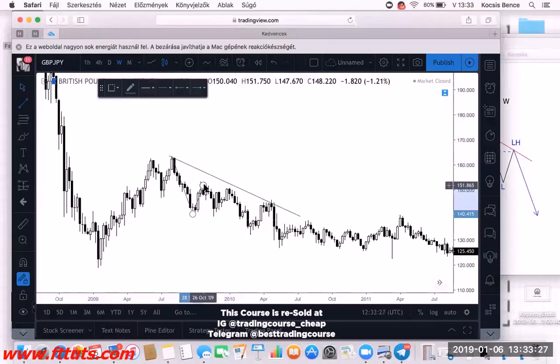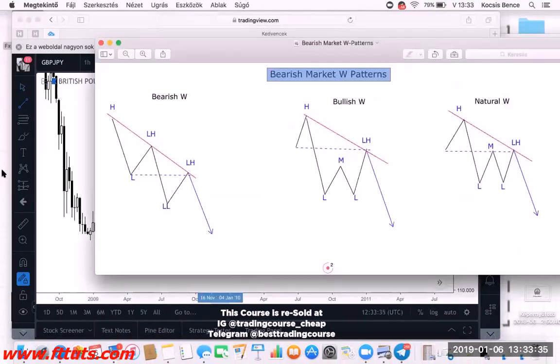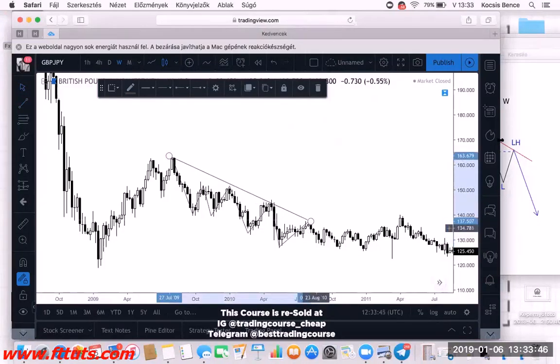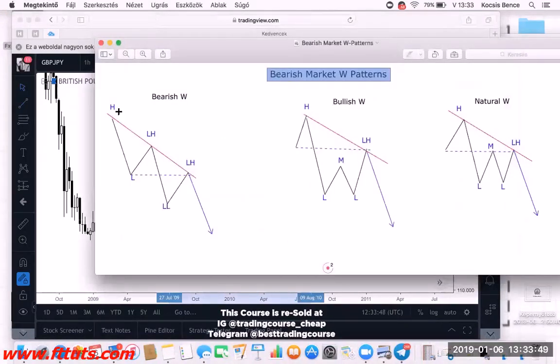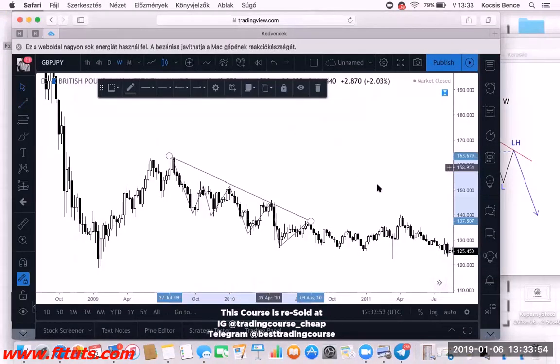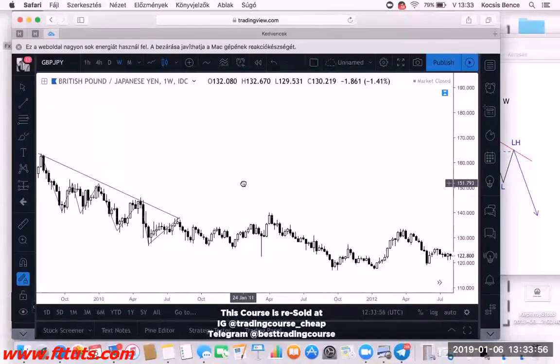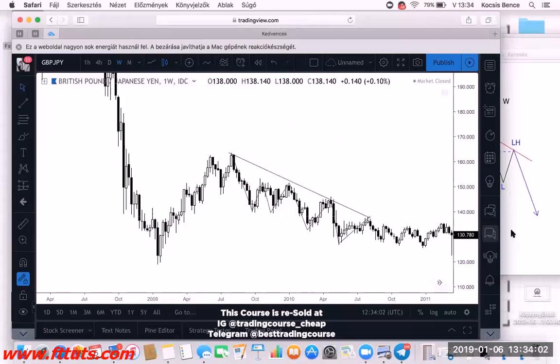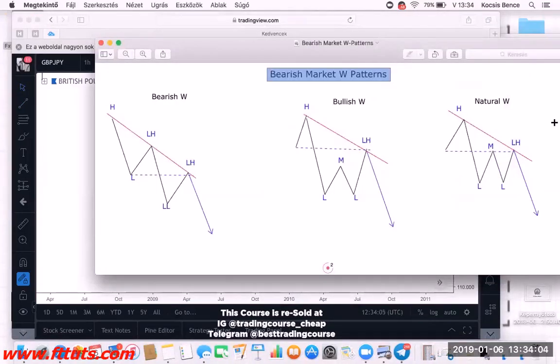Down, up, down, up. Same lows, same highs. So this is the natural W. Down, up, down, up. After we can find bearish W. Up, down, and the price continues to the downside. Okay, so we find all of the bearish W, bullish W, and natural W on the chart.